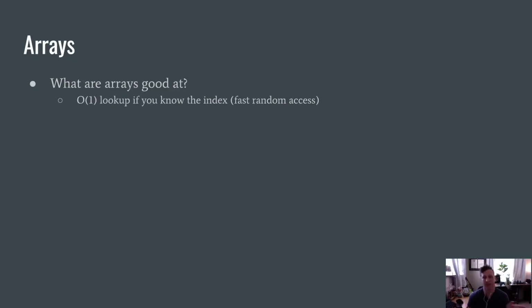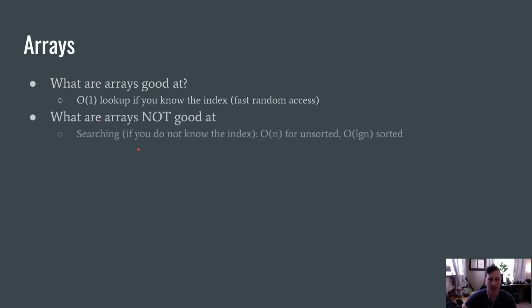I don't have to start at cubby 0 and walk down the line until I find my stuff. I go directly to the cubby I care about and take my stuff out, right? So I calculate the exact memory location I need to go to, and I go there. So what are arrays not good at?